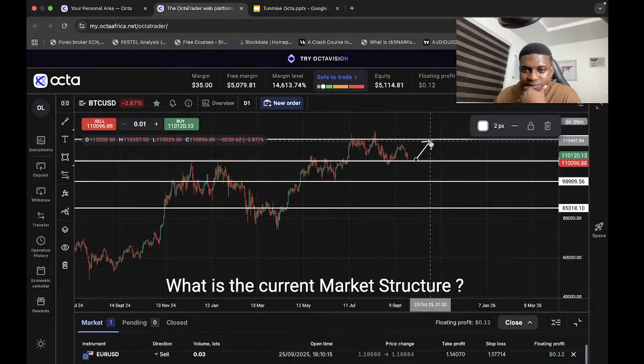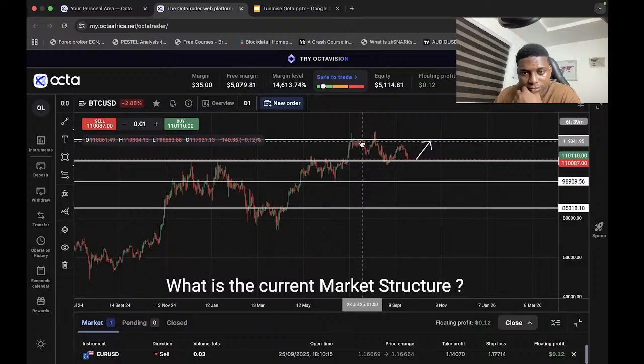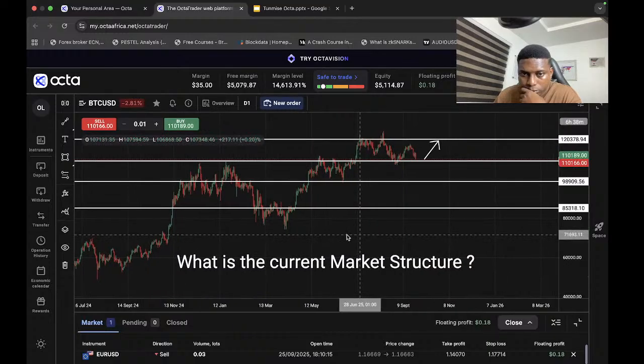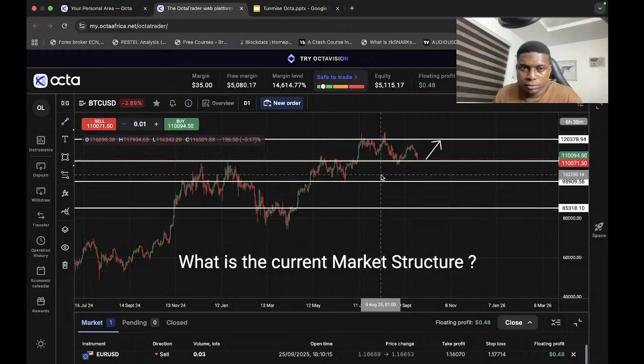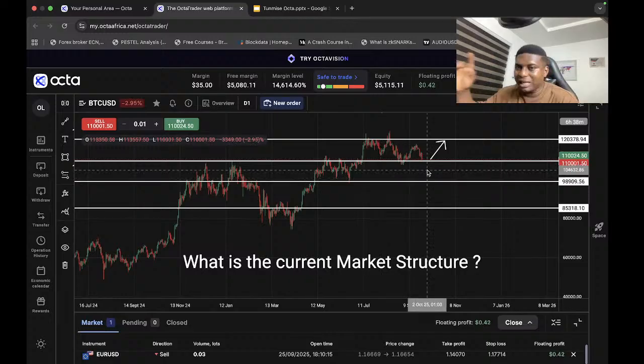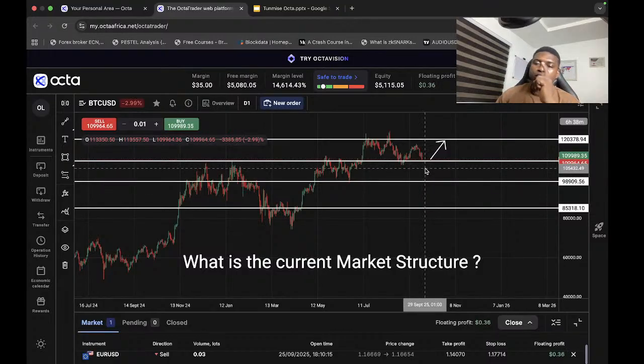Do we get that? If it is clear, let me know in the chat box. So the first thing we are doing now is identify key levels of support and resistance, which we've done here.